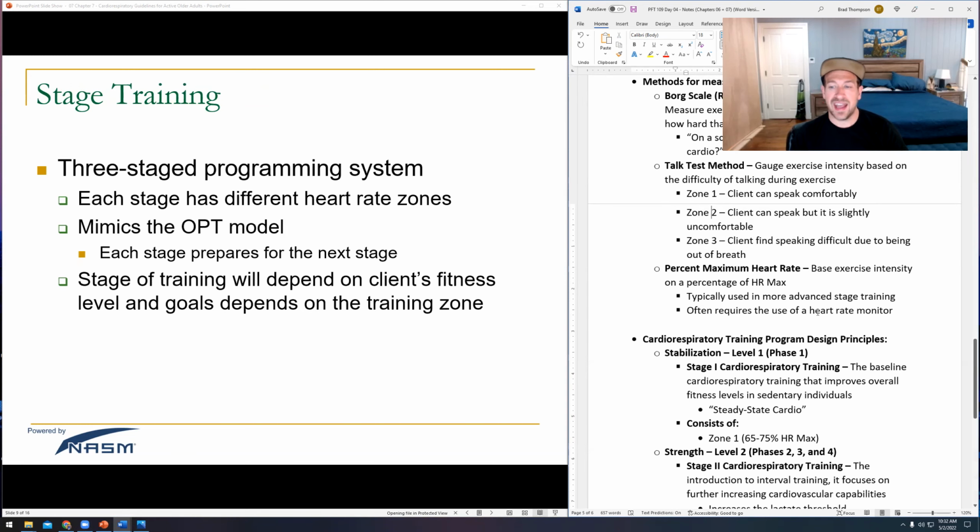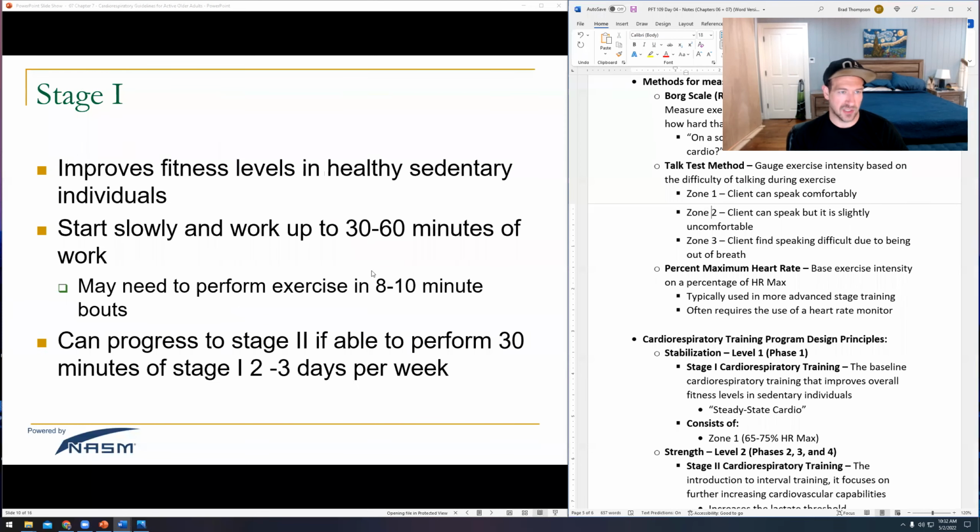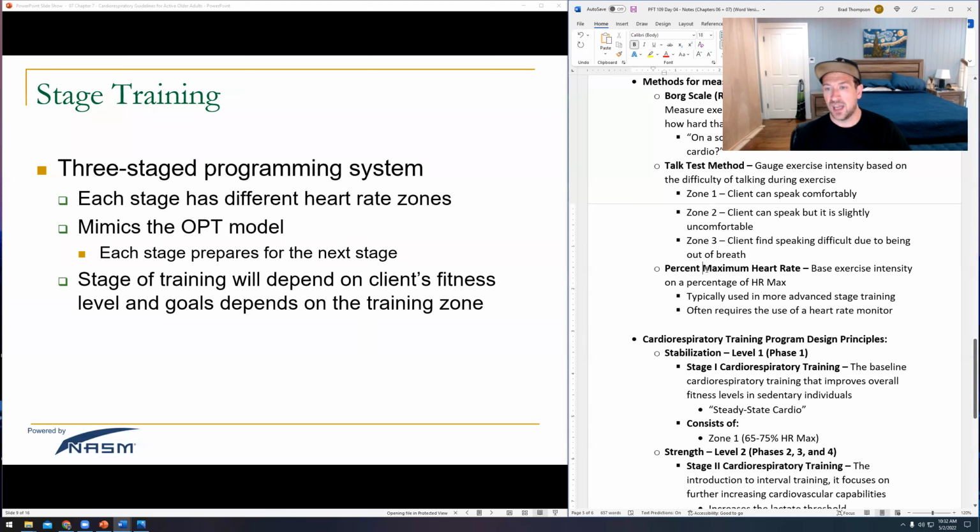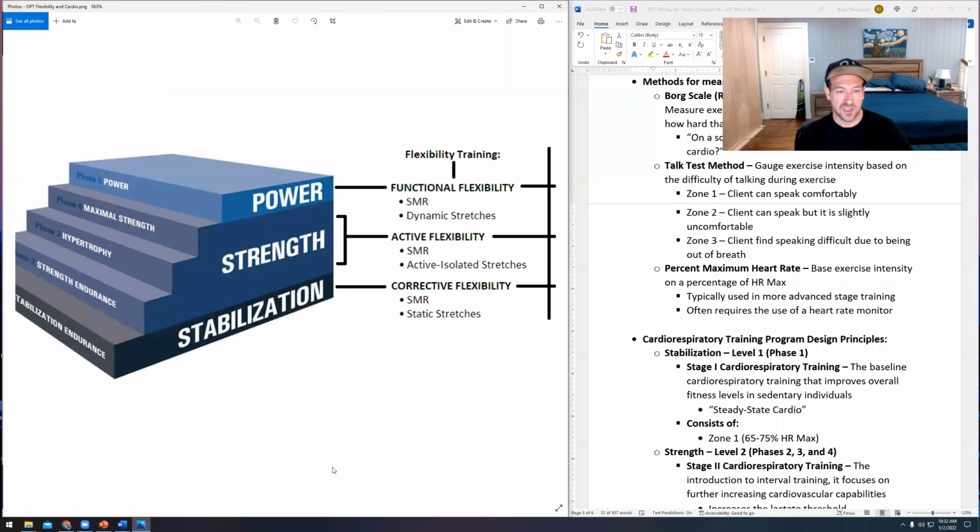So NASM has, and then actually the other one that I like the most for intensity is a percent heart rate max. So let's take a look here.